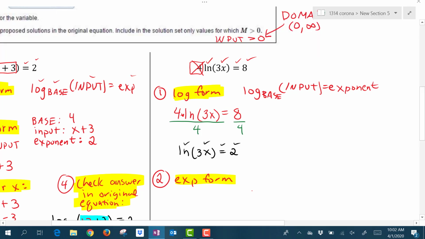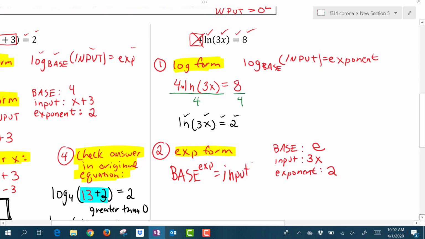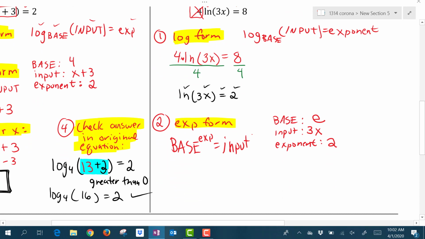Alright, to rewrite in exponential form means we need the base raised to the exponent is equal to the input of the log. So we have to identify those three moving parts: the base, the input of the log, and the exponent. The base, remember, when we see ln, the base is e. The input of the log here is 3x. The exponent is the number on the other side of the equal sign. So we have the base e raised to the exponent of 2 is equal to the input of the log, which is 3x.